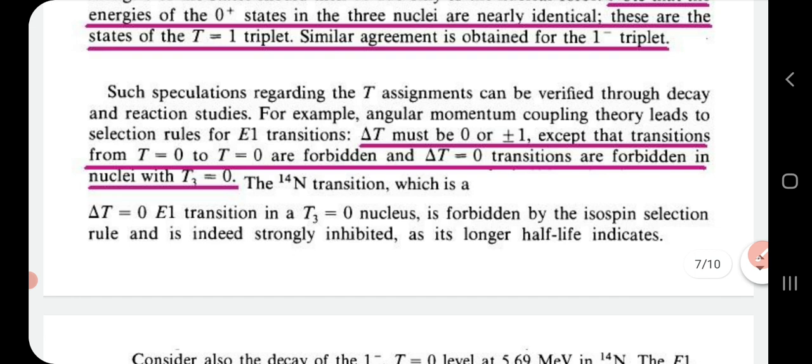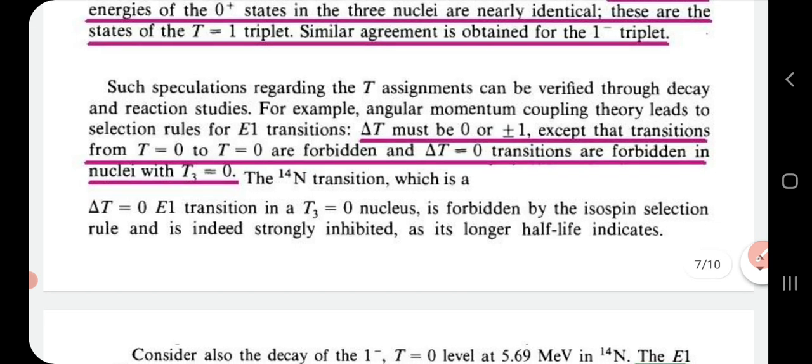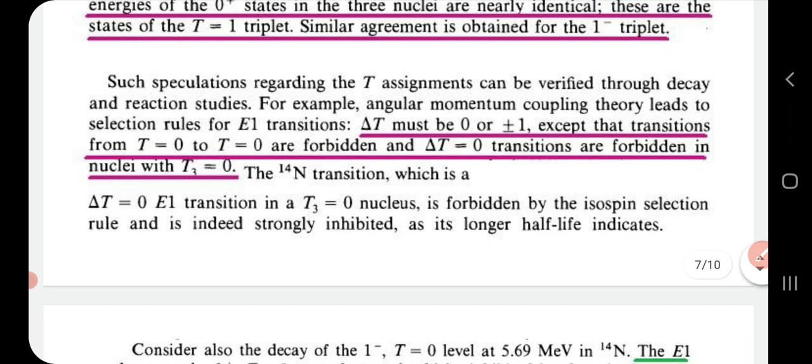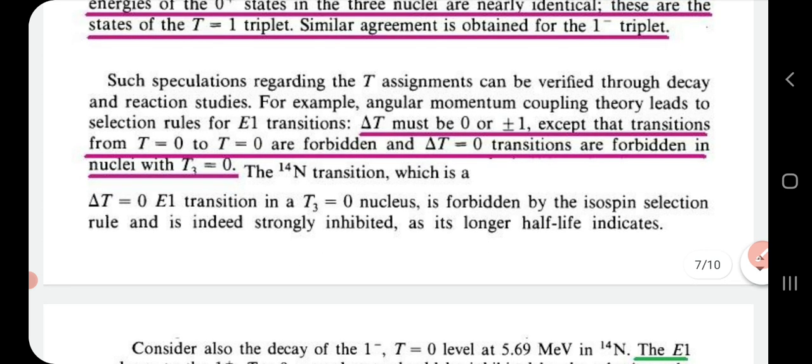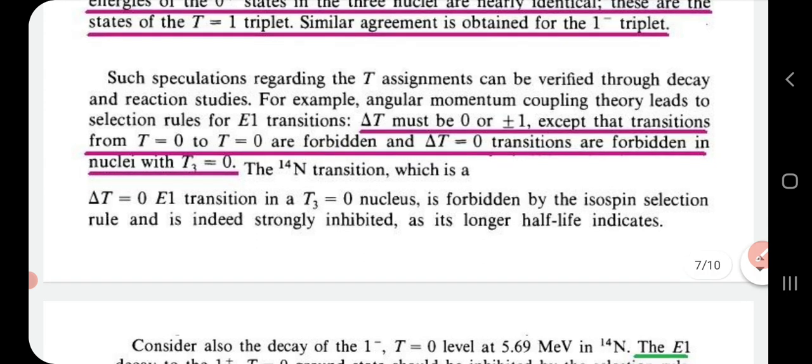Now some of the selection rules associated with angular momentum coupling theory. One is that delta T, that is the change in total isospin, must be 0 or plus or minus 1, except that transitions from T equal to 0 to T equal to 0 are forbidden, and delta T equal to 0 transitions are forbidden in nuclei with T3 equal to 0. So that underlined portion is actually the selection rule.